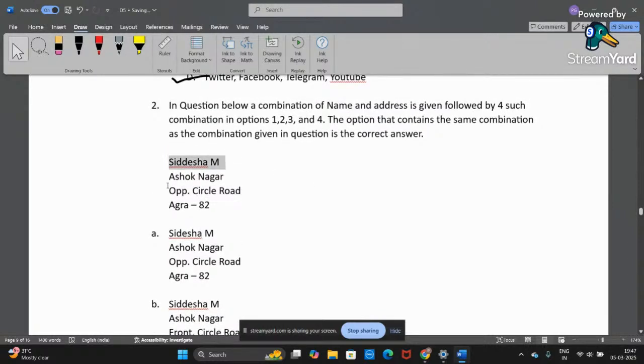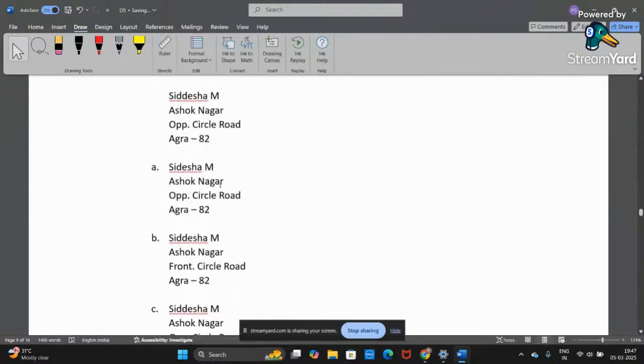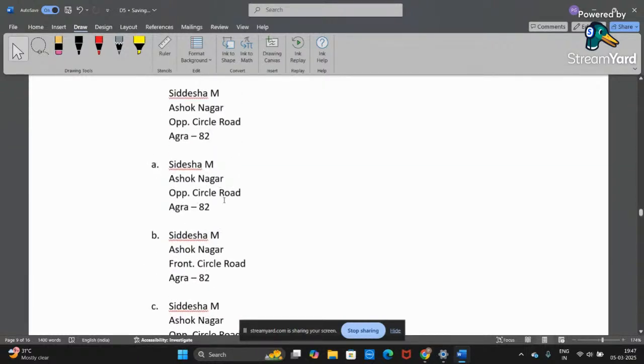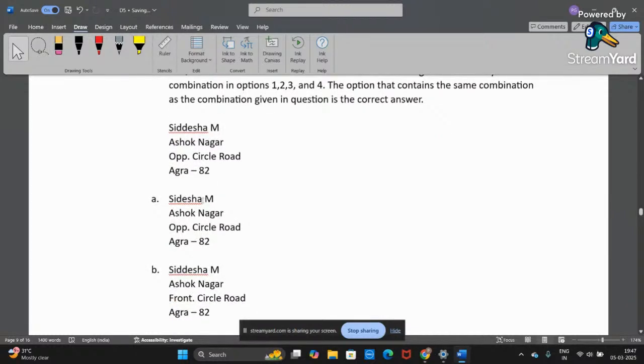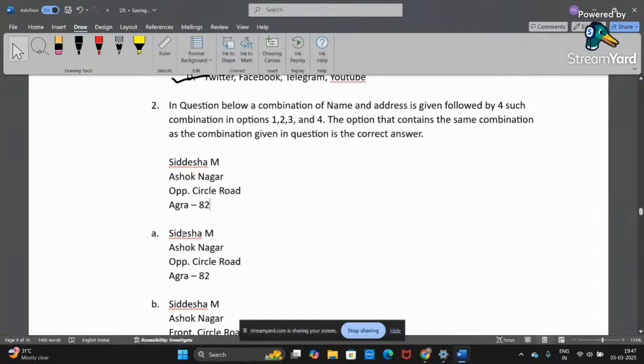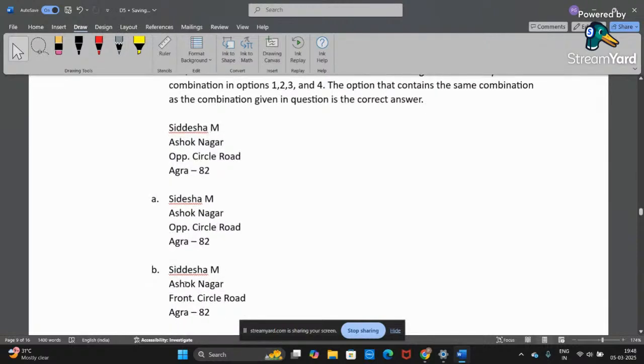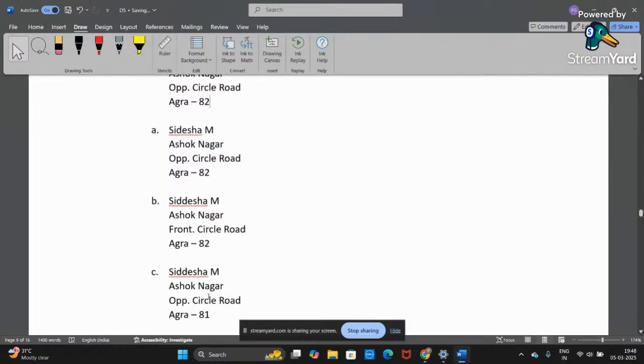See, they have given a data here. This has to be written here in the correct form. So here: Siddesha M, Ashok Nagar, opposite Circle Road, Agra 82. Here the word Siddesha is wrong. The word name is given wrongly, so this is not the option. And here: Siddesha M, Ashok Nagar, front circle road. This is wrong. Here they have given front instead of opposite. The exact thing we need to find in the option. So this is also wrong. Then we'll move on to the next one.